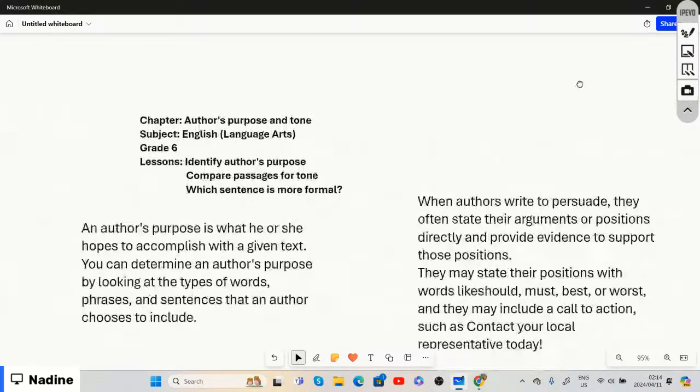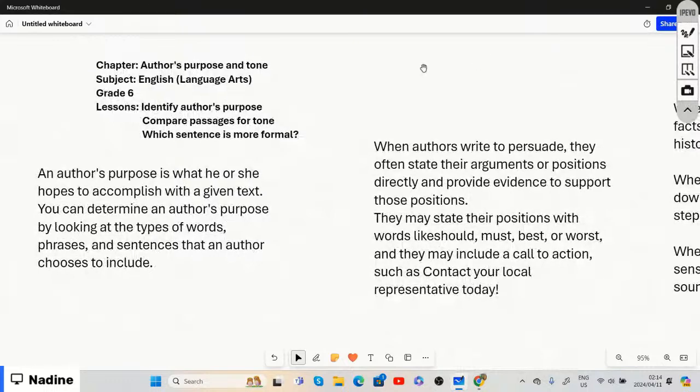So once again, we said when it comes to author's purpose and tone, we need to identify the author's purpose. An author's purpose is what he or she hopes to accomplish with a given text. So a text is given, and now she sees how far she's going to get with it. You can determine an author's purpose by looking at the types of words, phrases, and sentences that an author uses to include.